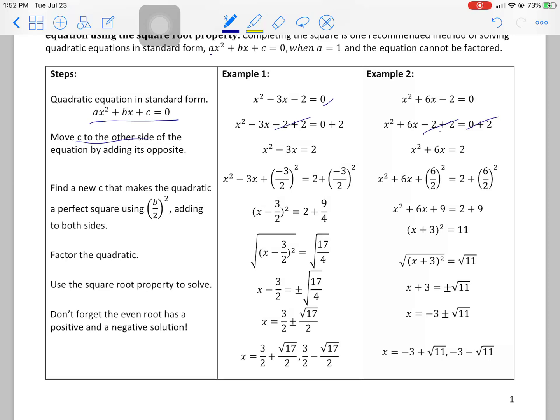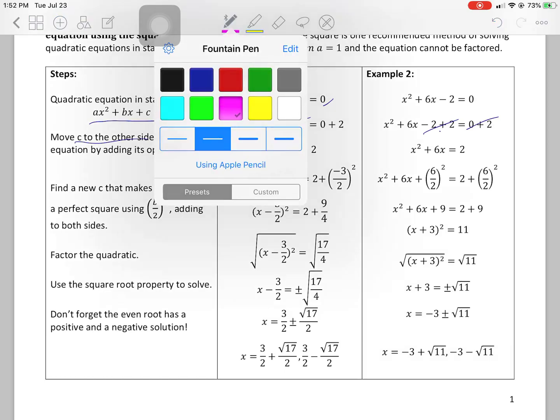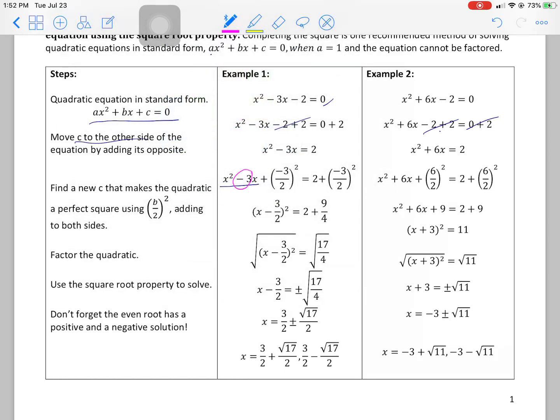So step 1, make sure it's in standard form, then move C over to the other side, getting it out of the way. Then you use B to find a new C. Notice that this part is still the same, and then you take this part right here, this -3, and put it over a 2. That's why it says B over 2, and then put a square. So this is what's going on here.